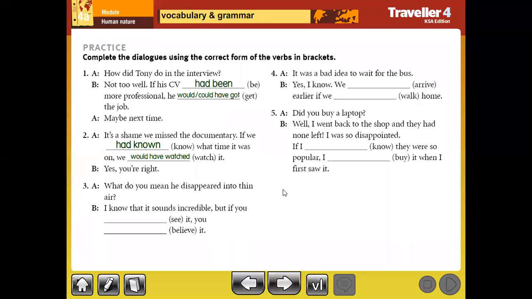As we said, we want here to use the third conditional. After if, we will use what we want to use. So if you had seen, Mishal Zahrani, thank you, who will answer, had seen. The next part, the main clause, will consist of what? Who will answer? I'm waiting for your answers. It will be would have believed.